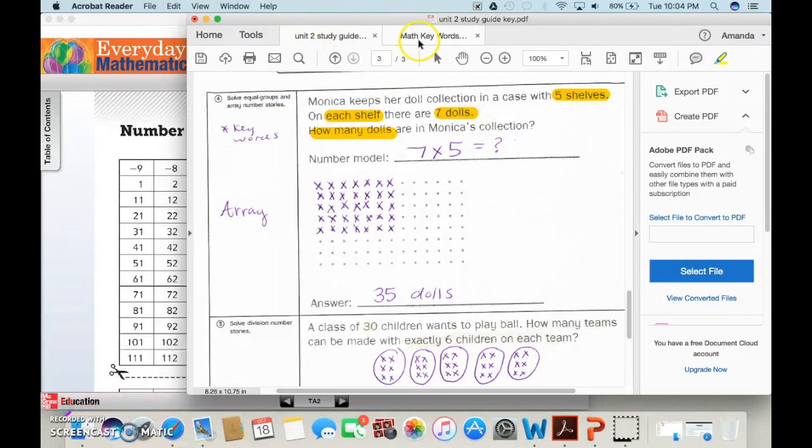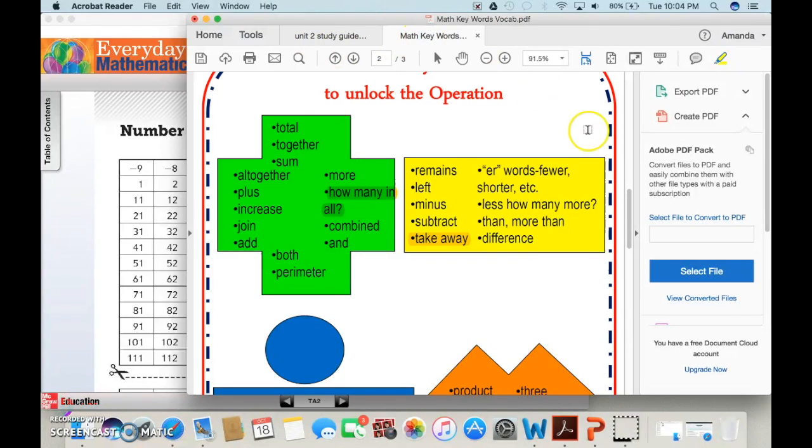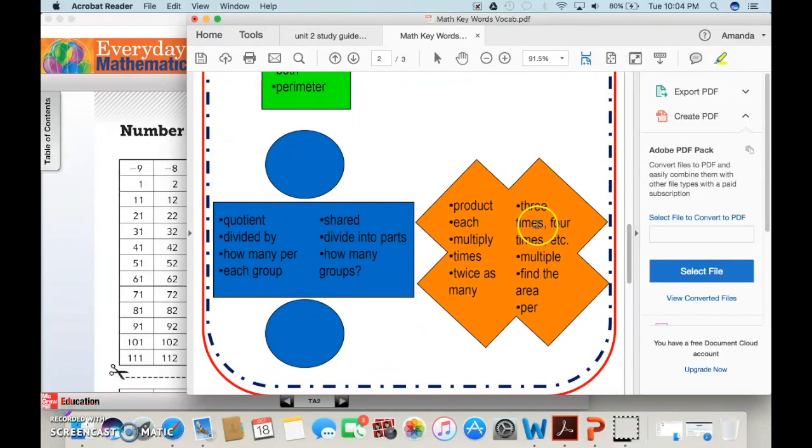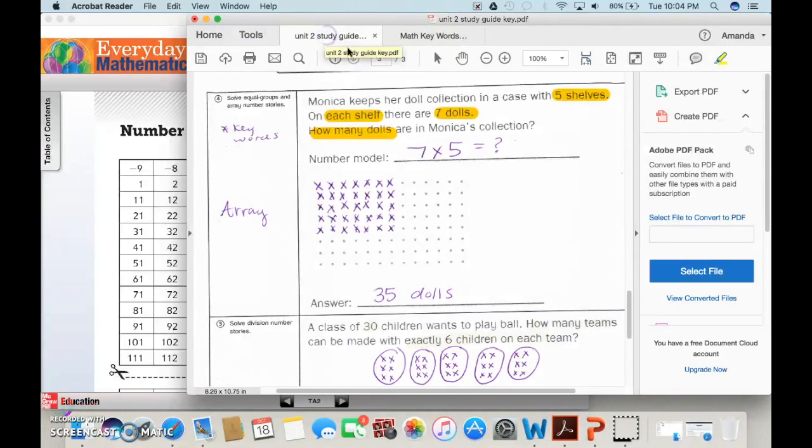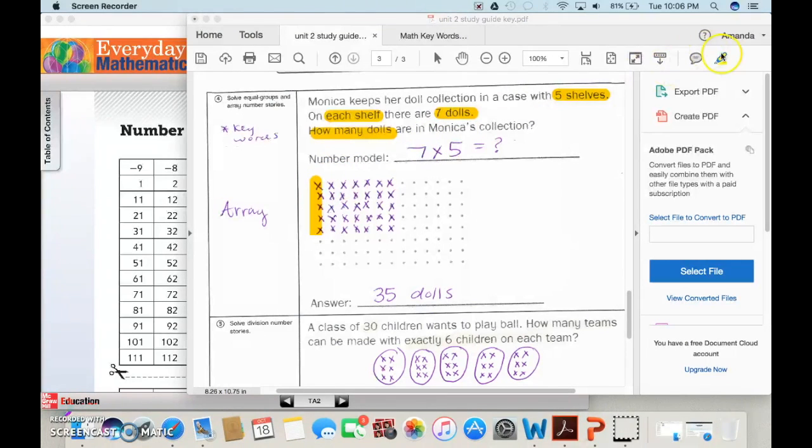So I'm going to go over to my keywords. In multiplication, I see the word each here. So I'm thinking that this might be a multiplication problem, but let me check. I'm going to look at it again. So Monica keeps her doll collection in a case with 5 shelves. So here are my 5 shelves. And on each shelf, I know that there are 7 dolls. So here's my 7 dolls on my shelf.